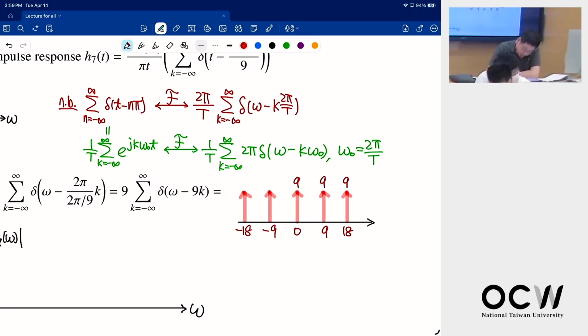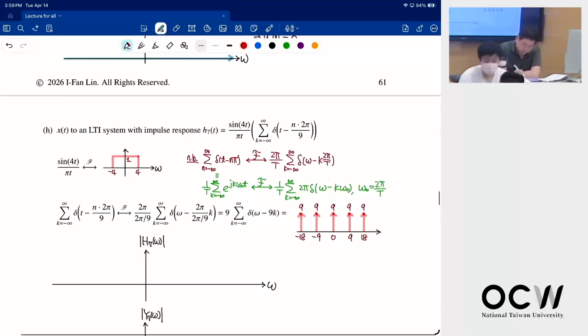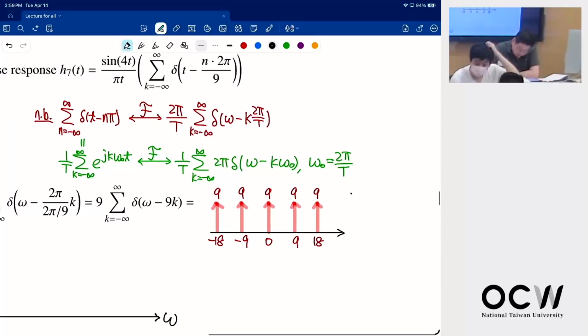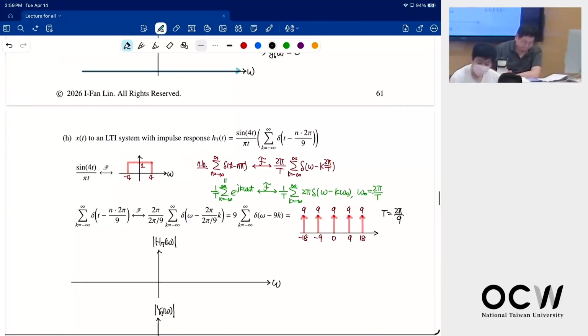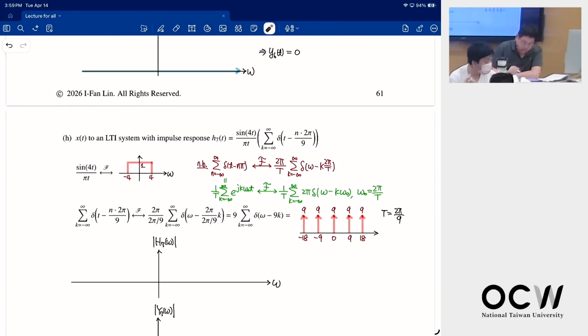The magnitude is 9. And the period, 2 pi over 9. So in this case, in frequency domain, I'm doing a convolution. So when I do the convolution, I'll get a lot of it will be like a rectangular pulse train.